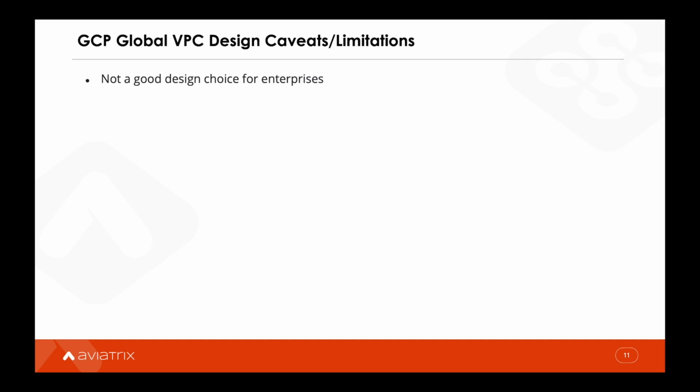One challenge that you might see with the global VPC is a massive blast radius. So imagine a VPC which is spread across a planet. You have workload in US West, in Europe, and some in Asia Pac. If for some reason one virtual machine is compromised or starts behaving badly, then potentially it can impact your entire VPC across the globe.